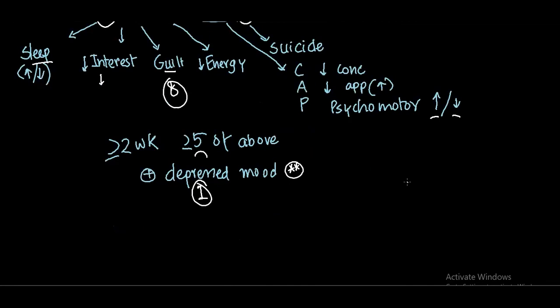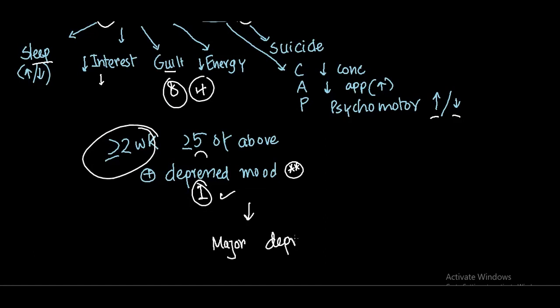So you need at least 5 of those criteria, 4 from those and 1 is depressed mood, for at least 2 weeks. Then we call it a major depression. That needs treatment.